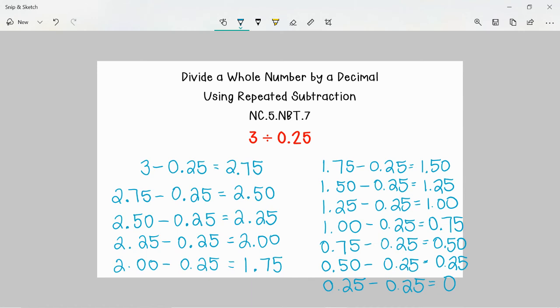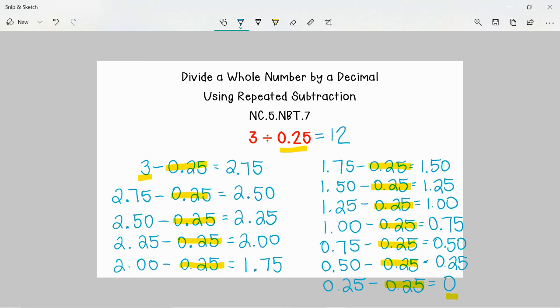So now in order to find the quotient, we need to look back and see, well, how many groups of 25 hundredths did we have to subtract to get all the way from 3 to 0? And that will tell us our quotient. So we'll just go back and check now. We have 25 hundredths once. So 2, 3, 4, 5, 6, 7, 8, 9, 10, 11, 12. So that means we have 12 groups of 25 hundredths there. So that means 3 divided by 25 hundredths would be 12.